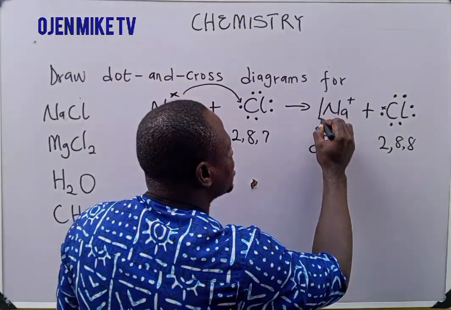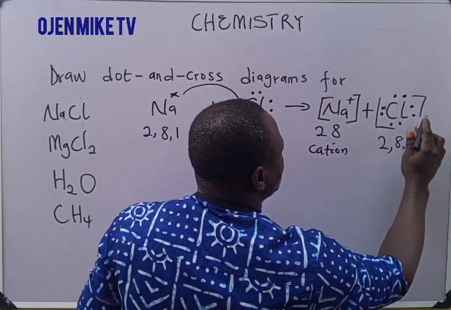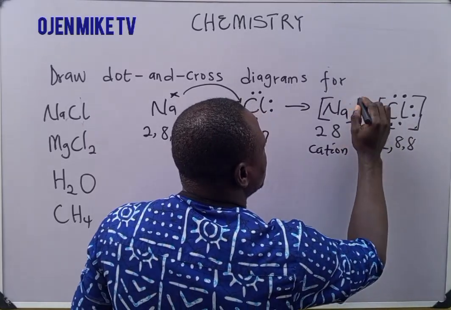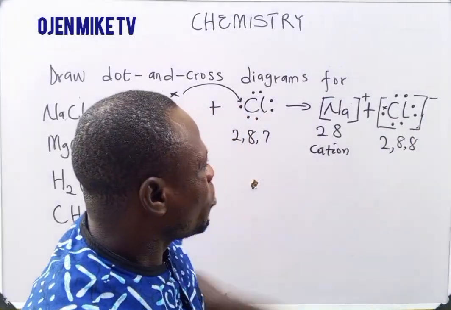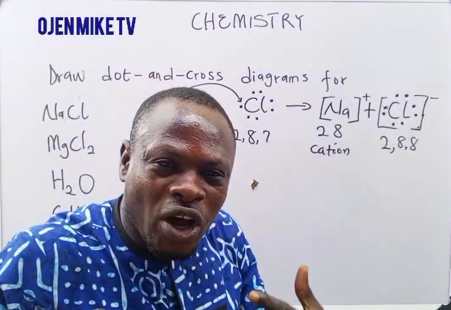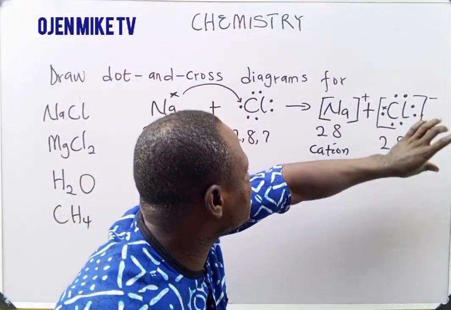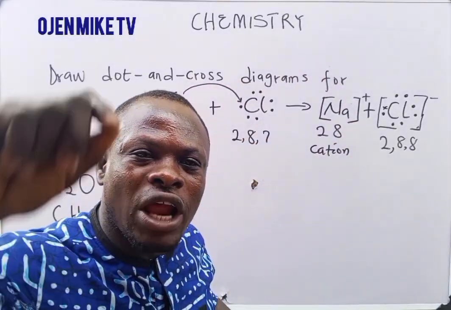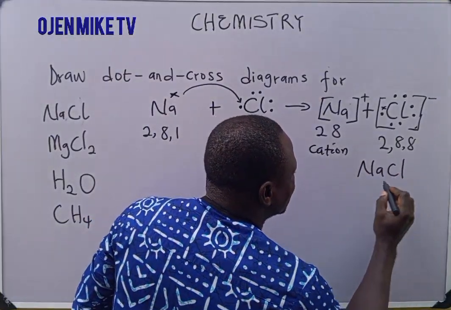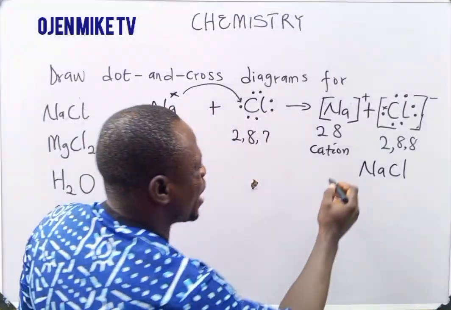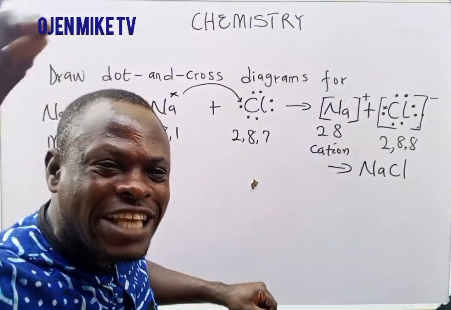Because of that, this is plus. Because of that, this one will have minus, in the sense that it gains 1 electron. Why is this one plus? Because it gives out 1 electron. And this type of chemical bonding is what we call ionic bonding. And at the end, they will form NaCl. That is what is formed. All right. This is what we call a cross and dot diagram.